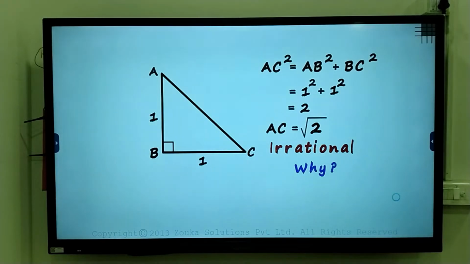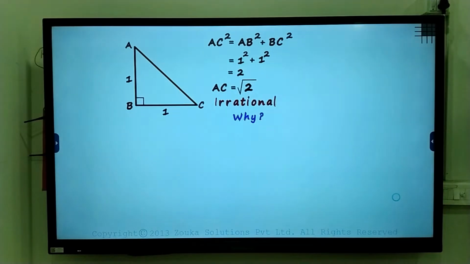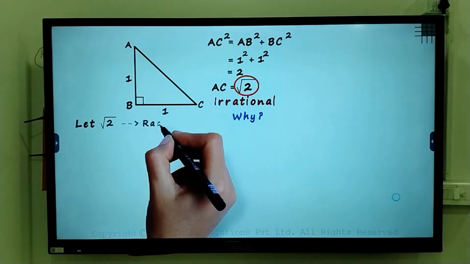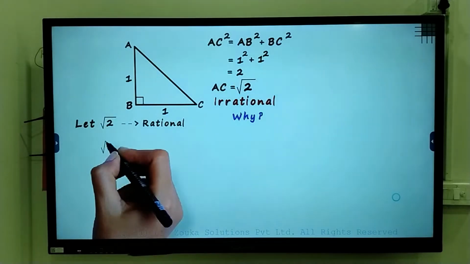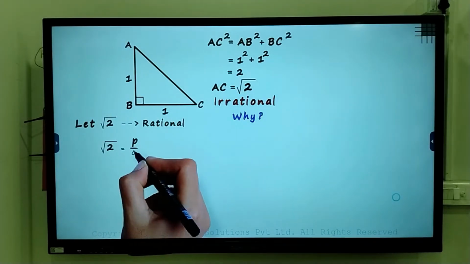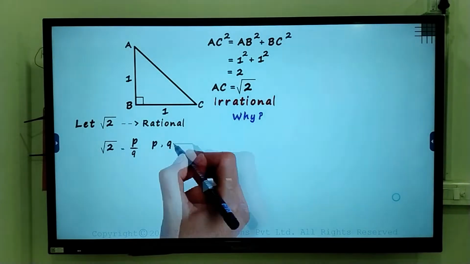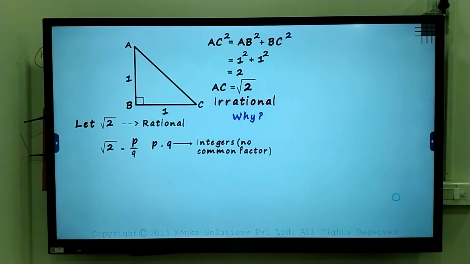But why? How did he prove it? He used an indirect proof, and this is how he went about it. He said, let root 2 be a rational number. It implies that root 2 can be written as p by q, where p and q are integers which do not have a common factor. P by q is in its simplest form.